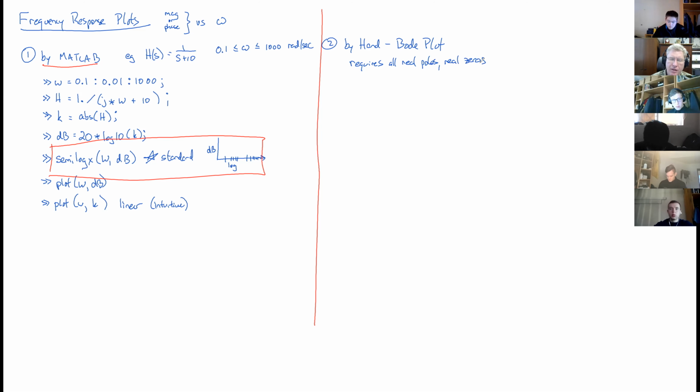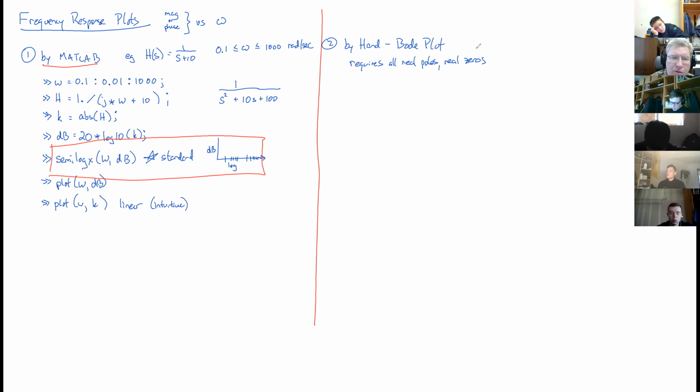MATLAB can handle any kind of system. It could handle something like s squared plus 10s plus 100. This thing has imaginary roots in the denominator, which means it has complex conjugate poles, and Bode plots can't handle that. But Bode plots can handle things like this with all real poles. This has a real pole at -10.